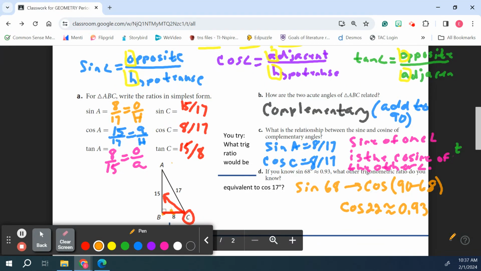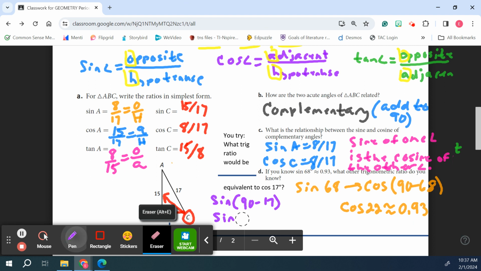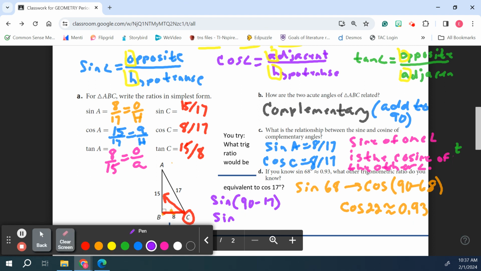complementary, okay? So in this case, it says what trig ratio would be equivalent to the cosine of 17? I'm hoping on your paper it looks a lot better than what I have on the screen. All right, so now we're looking at the sine of 90 minus 17. So this is going to be the sine of what? How many degrees? 90 minus 17 is what? 73. That's it. And if you punch both of those in your calculator, you should get the same answer. Okay.